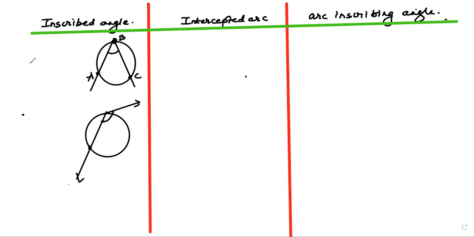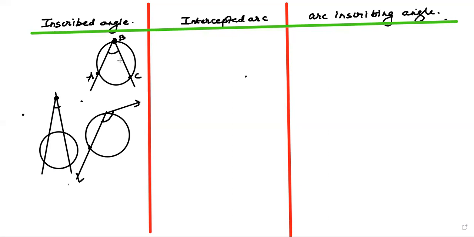So once again, I'll show you another option. If you look at this circle here in this figure, you can see, children, the vertex of the angle lies outside the circle, and its two sides intersect the circle once again. But this angle is again not an inscribed angle.